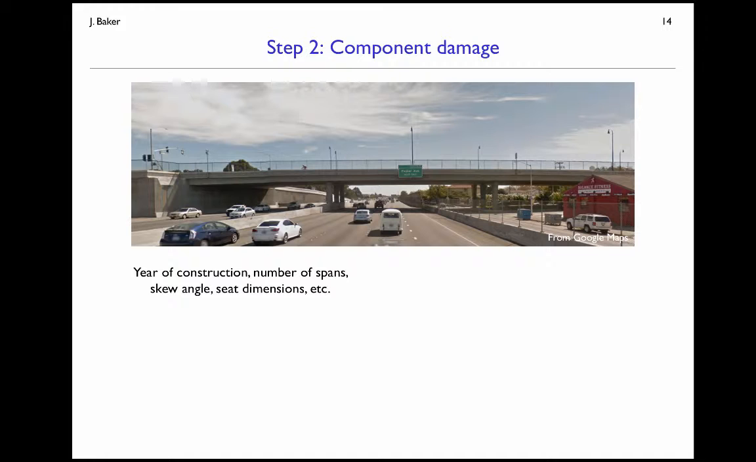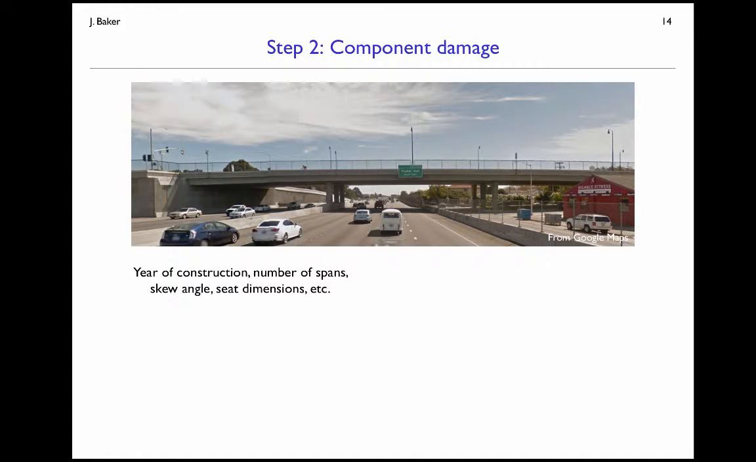So here's a view from the ground of a typical highway overpass in California. We see hundreds or thousands of these types of bridges all over California. Each of these bridges typically has unique characteristics, but we're going to simplify that story down into a number of parameters, like the year in which the bridge was built. That'll be indicative of the seismic design standards that were considered when it was designed.